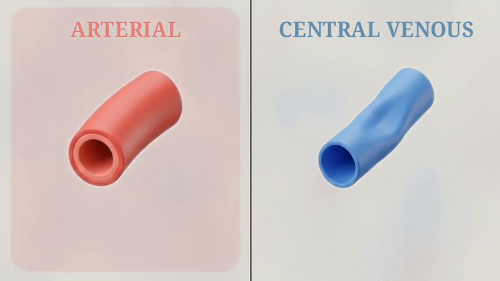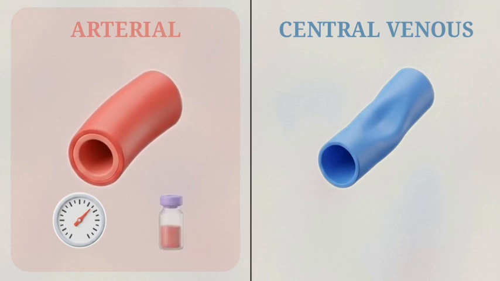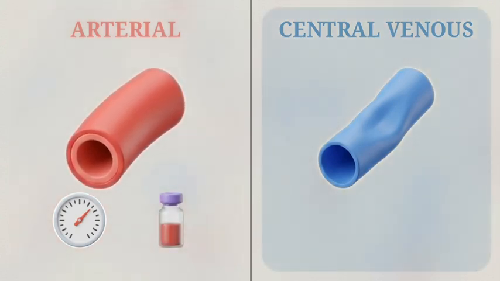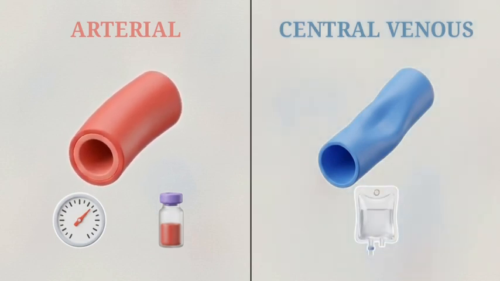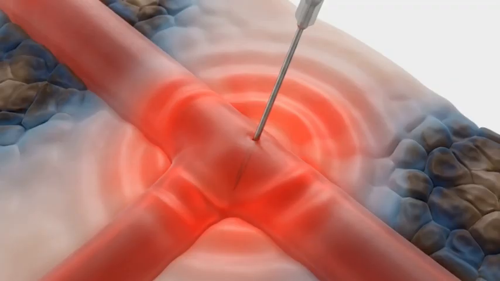On the left, arterial lines, or A lines, are used for continuous blood pressure monitoring and drawing arterial blood gases. On the right, central venous lines, or CV lines, provide central access for administering drugs and fluids. You must never cross these purposes. Administering standard IV fluids or routine medications into an arterial line can cause catastrophic tissue damage and ischemia.